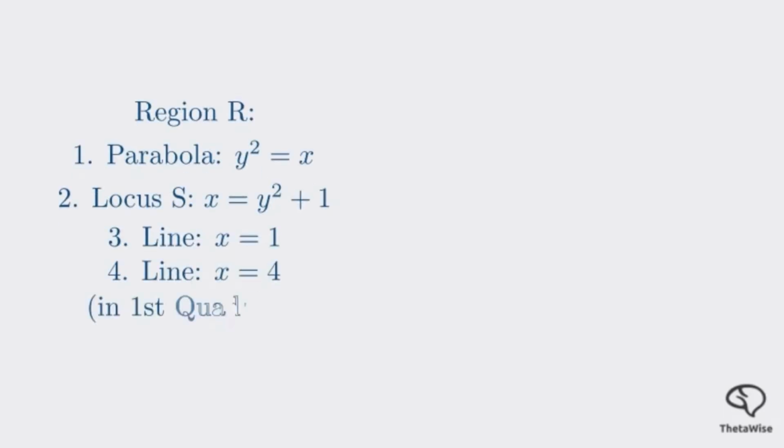Now that we've found the equation for S, x equals y squared plus 1, we can visualize the region R. Let's review its boundaries: the original parabola y squared equals x, our new locus S, x equals y squared plus 1, and the vertical lines x equals 1 and x equals 4, all in the first quadrant.